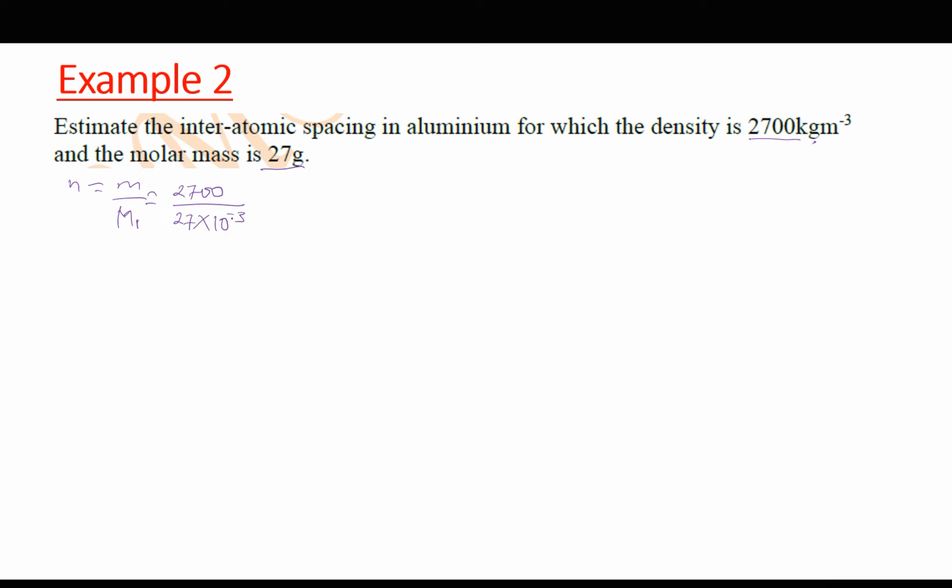Remember, 1 mole has 6.02 times 10 power 23 atoms. So the number of atoms is going to be equal to the number of moles, 2,700 divided by 27 times 10 power negative 3, times 6.02 times 10 power 23 atoms. When I press my calculator, you can also press yours and see.